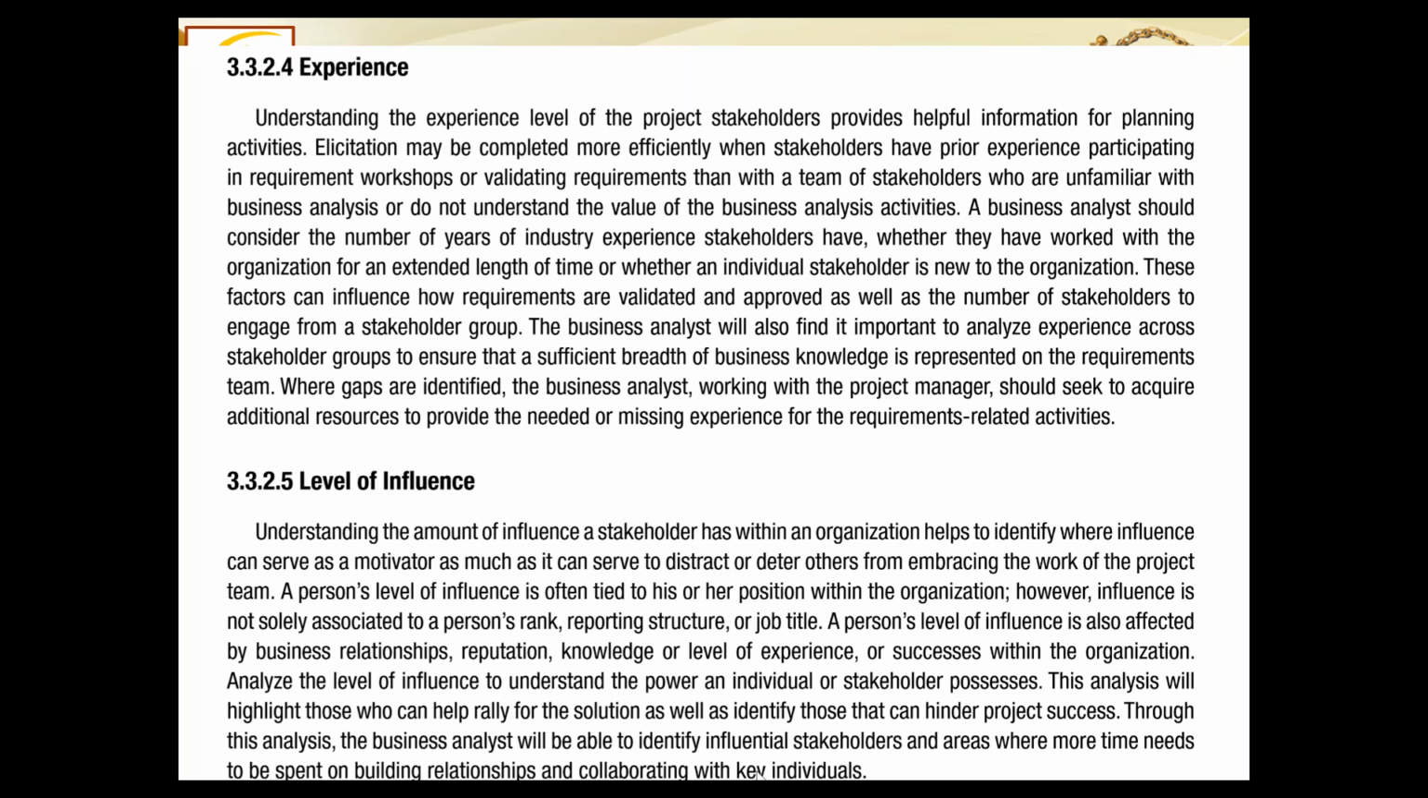So you see, we need to understand the level of influence of each stakeholder, and we should be able to make use of that influence in a positive manner. The business analyst will be able to identify influential stakeholders and areas where more time needs to be spent on building relationships and collaborating with key individuals. Meaning what? That he can use this influence. The business analyst is trying to use that influence to facilitate his business work.